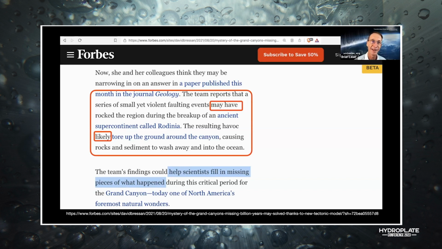And like I said last night, I met a biology teacher at a secular community college who has his students write down fuzzy words as they go through the textbooks. And so that's a great idea. So then the kids know when they're being taught science and when they're being taught fiction like this. This is fiction. And the team's finding could help scientists fill in missing pieces of what happened. How come I didn't see that on the website?